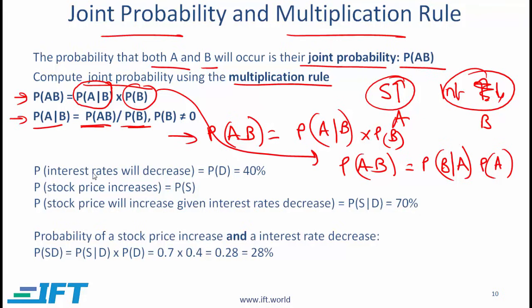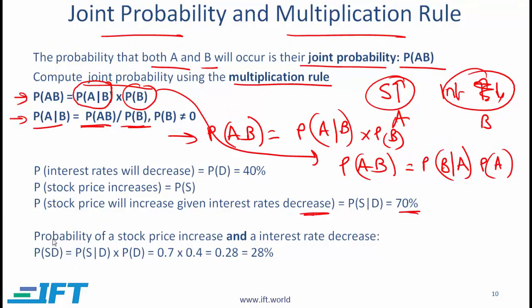Let us look at a simple example. So if the probability that interest rates will decrease, and I'm just calling that event D now, is equal to 40%, and the probability that the stock price will increase is written as P(S). And let's say that we are given that the probability stock price will increase given that interest rates decrease is 70%. This is a conditional probability.